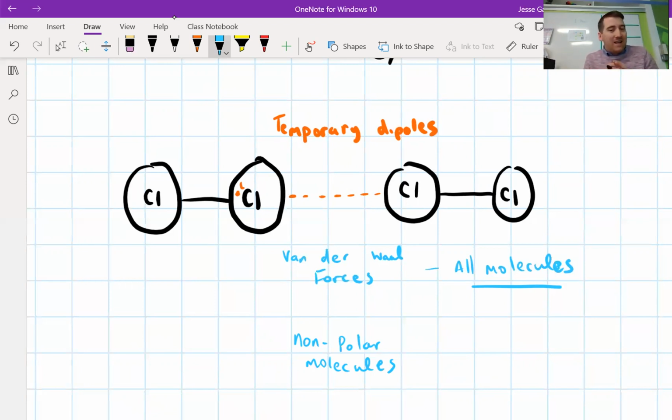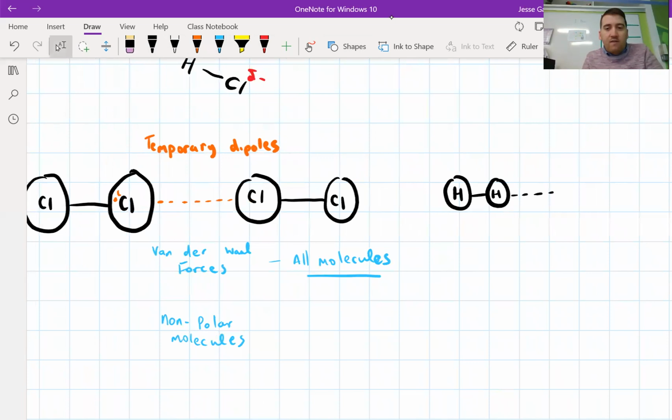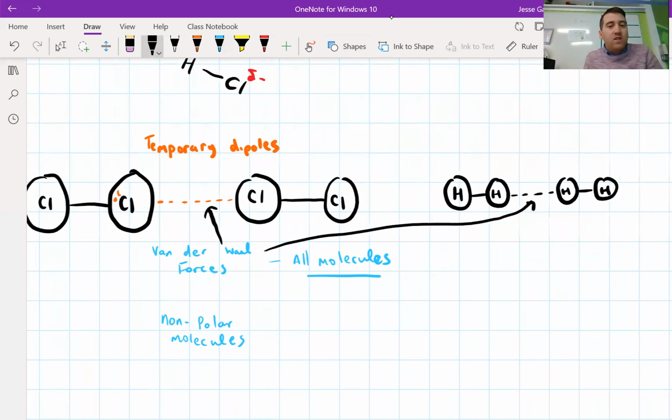So that's van der Waals forces. What affects the strength of the van der Waals forces? Well, let me just point out for a second. Here's another non-polar molecule, hydrogen. So H2 will also have van der Waals forces with another non-polar molecule. They will also have van der Waals forces between them. So that there and that there are both van der Waals forces.